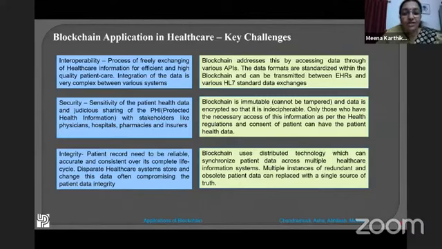Blockchain addresses this by accessing all the data using various APIs, and the data formats are standardized in the blockchain. There are certain healthcare protocols and standards like HL7. So the data can be transmitted electronically to all the stakeholders concerned. That is one of the key challenges which blockchain is solving.